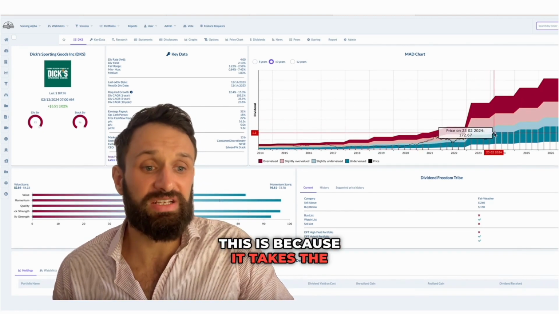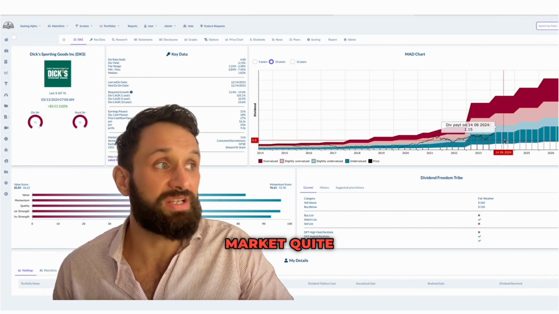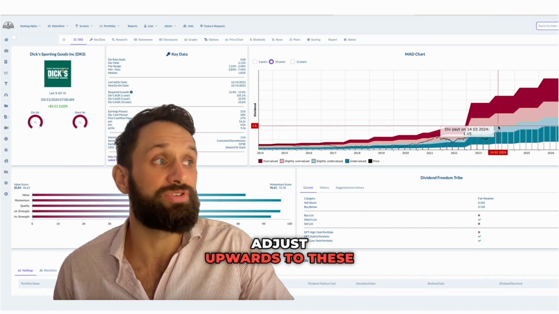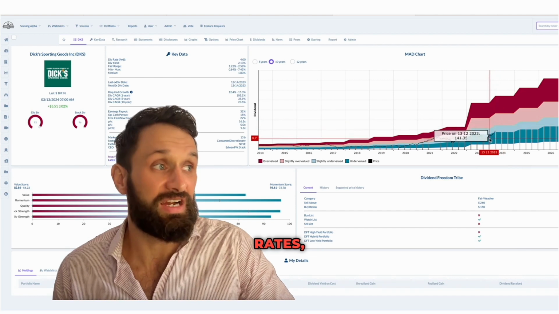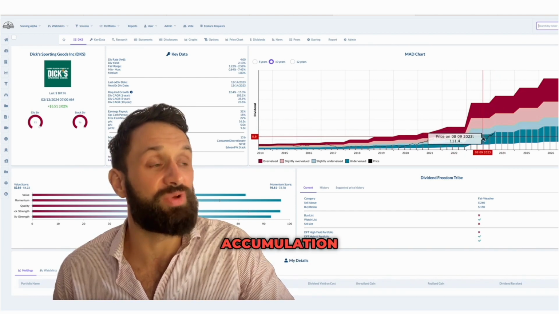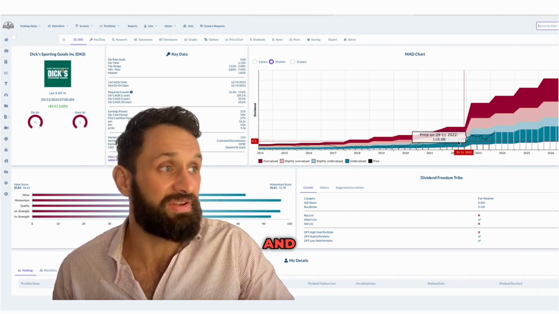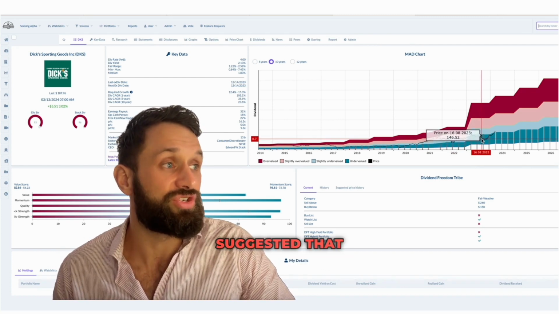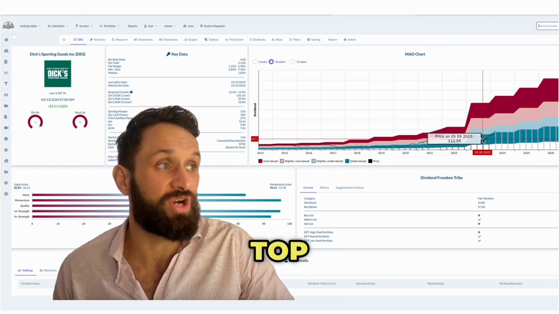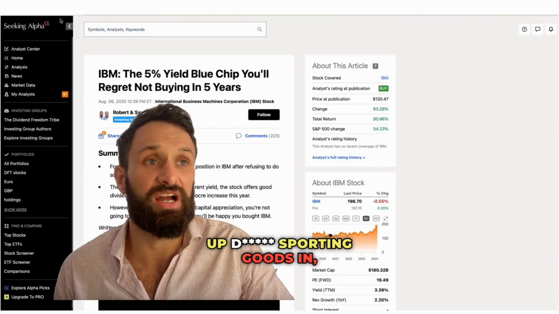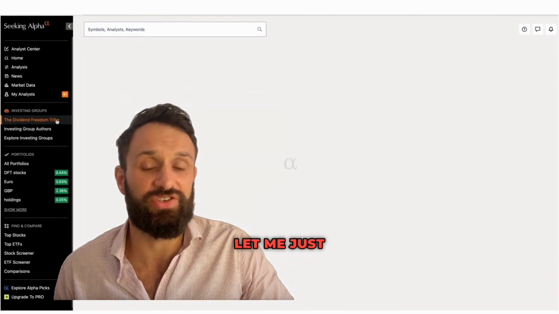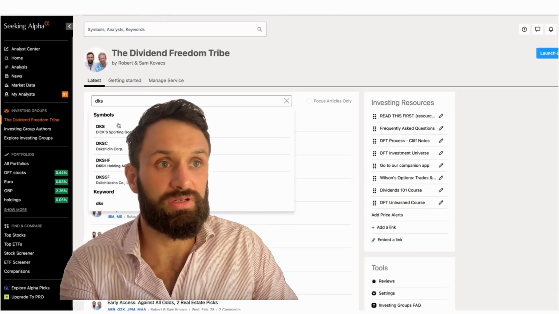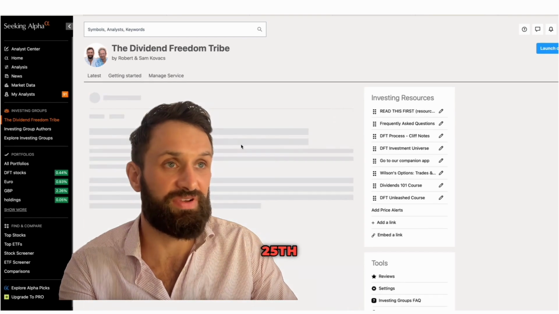This is because it takes the market quite some time to adjust upwards to these higher growth rates, which gives an interesting period of accumulation for dividend investors. And we particularly suggested that investors top up in Dick's Sporting Goods in, I believe it was August. Let me just look this up. Dick's Sporting Goods, 25th of August.